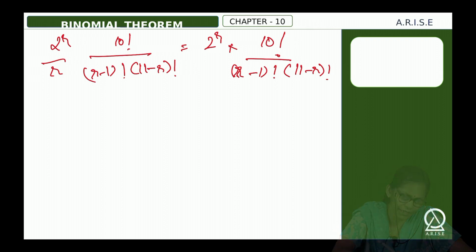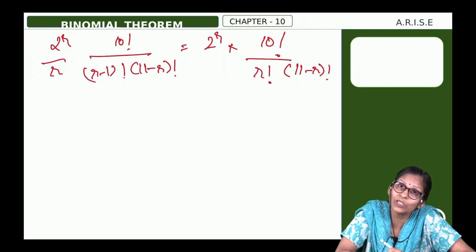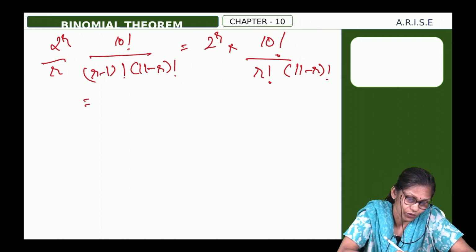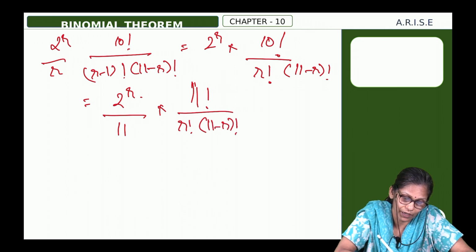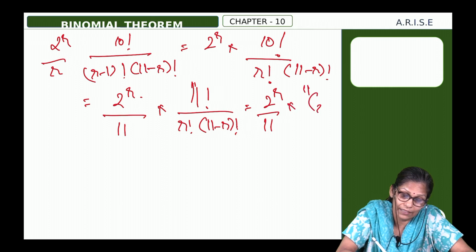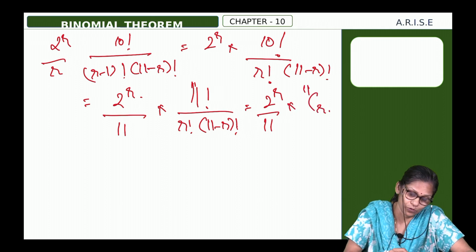r minus 1 into r factorial would now become r factorial. Yes. What is the sum of these two now? 11 factorial, which is what I need. I will multiply and divide by 11 to get that. So, this is 2 raised to r by 11 into 11 factorial by r factorial into 11 minus r factorial. So, this is 2 raised to r by 11 into 11cr. So, let us substitute that here.